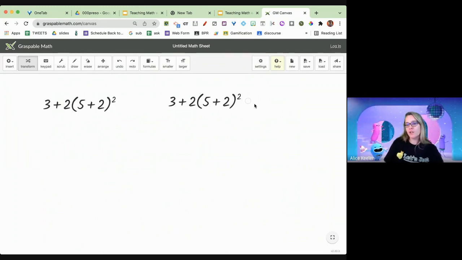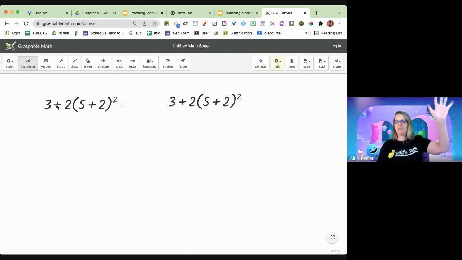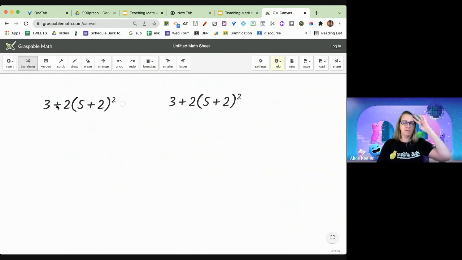What do you do first? Parentheses. Why do you do parentheses first? Because my teacher told me. That's right, because my teacher told me, not because it makes sense. No, how about we do the 3 and the 2 first? Graspable Math won't let me. Notice that it was like, I don't think so. No, can't do that. Graspable Math won't let me do it wrong.